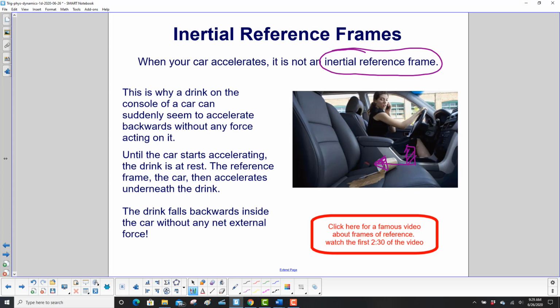It just moves. Now, the only way it can move is to have an external net force if you are in an inertial reference frame. So what happened here? Well, what happened is the car started accelerating. The drink tried to stay at rest, and it couldn't because the car just accelerated out from under it. So from the point of view of somebody in the car, that cup moved backwards. But in reality, it was staying in the same place and the car accelerated forwards. Bottom line, it fell backwards inside the car without any net external force, so Newton's first law is not valid in a non-inertial reference frame.